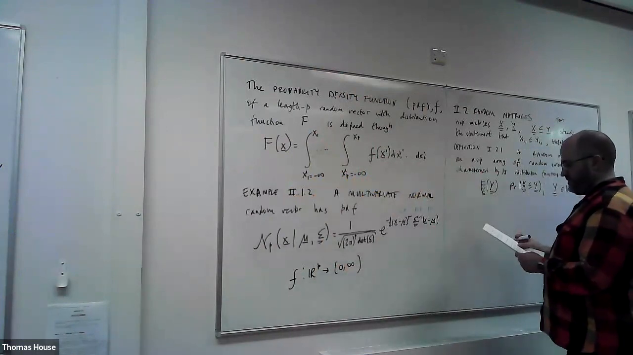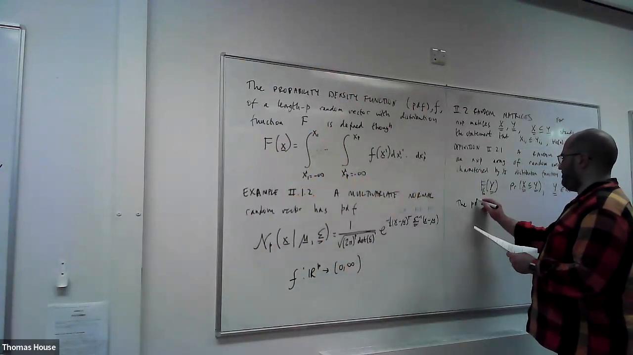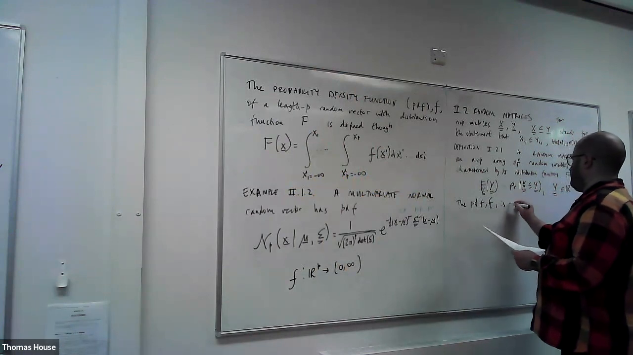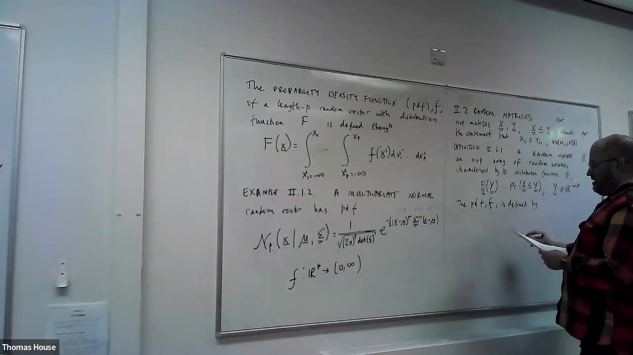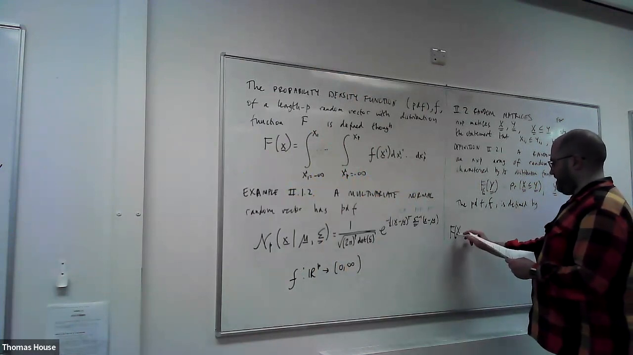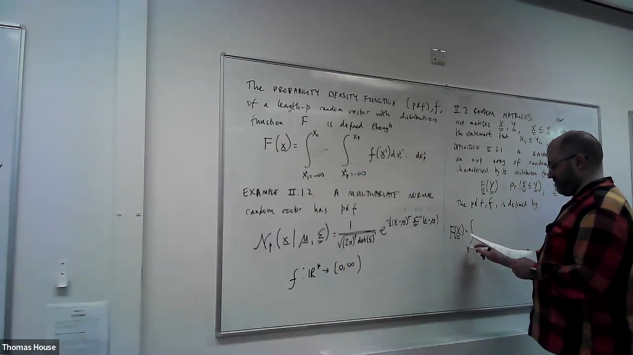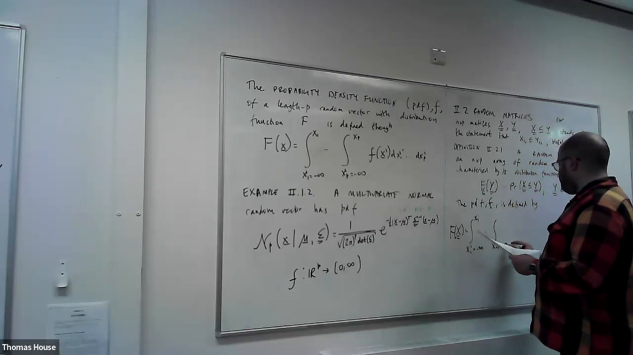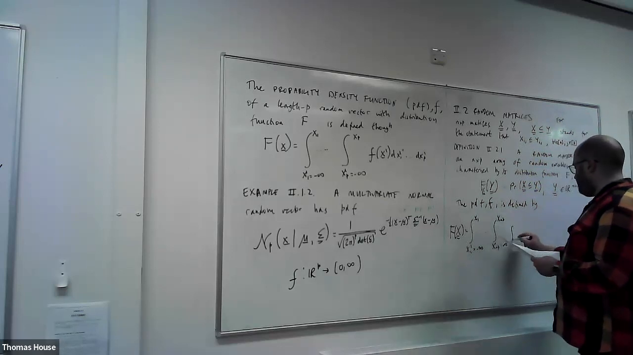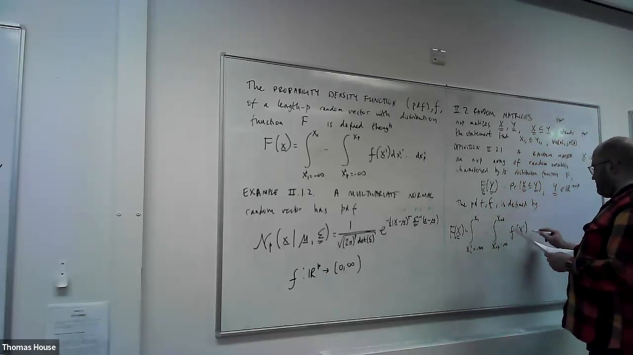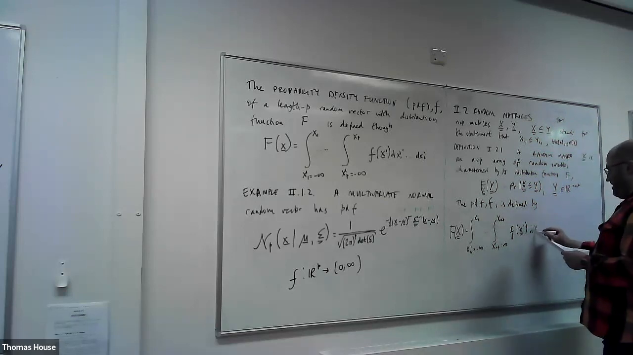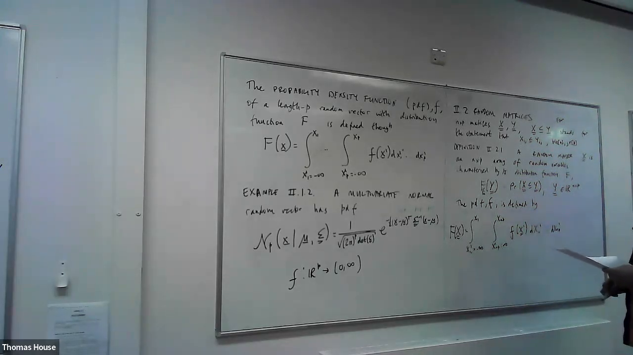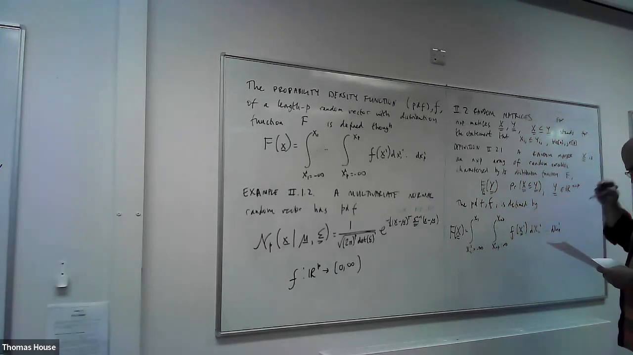And this time the PDF is defined so that F of the matrix is the integral from x'11 equals minus infinity to x11, up to x'np equals minus infinity to xnp, of the PDF of the matrix in x', dx'11 up to dx'np.